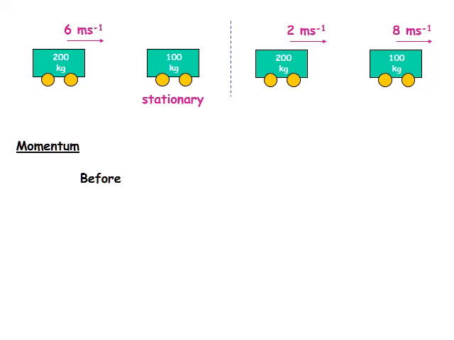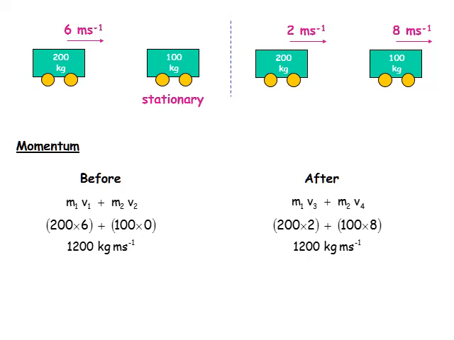Then the momentum before is equal to the momentum after. So before, m1 times v1 plus m2 times v2. So 200 times 6 plus 100 times 0 gives us 1200 kilograms meters per second. Now after, this problem is different to the previous ones because they're moving separately, so we've got two terms on the right: 200 times 2 and 100 times 8. And we can see that the momentum is conserved because both before and after we have 1200 kilogram meters per second.